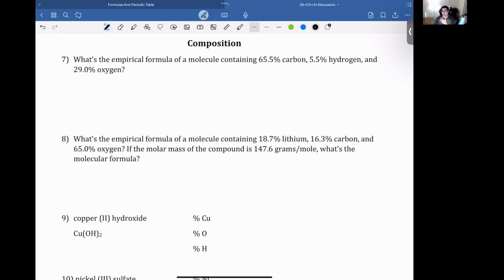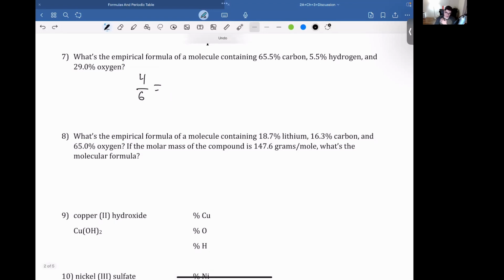So what is the empirical formula? There are 2 different types of formulas, just to kind of recap. Empirical formula is the smallest ratio of atoms to one another in a compound. So kind of like 4/6 simplifies to 2/3 as a fraction. So if you had something like C2H4, the empirical formula is CH2. That's all it is.